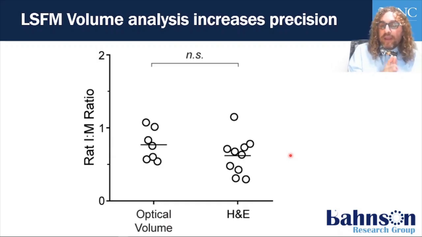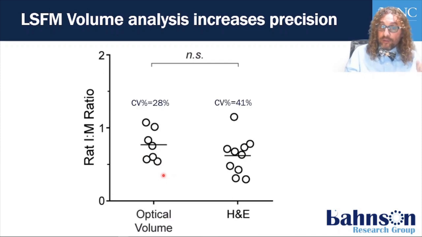So we needed to compare that with traditional I to M, and so we took a separate cohort of rats and we calculated the intima to media ratio by histology staining with H&E, and we compared that with the intima to media ratio calculated by optical volume in arteries analyzed exclusively by LSFM. And of course we see here that there is no difference, indicating to us that the parameter that we can calculate by LSFM is actually the same parameter that has been used and validated in the literature for decades.